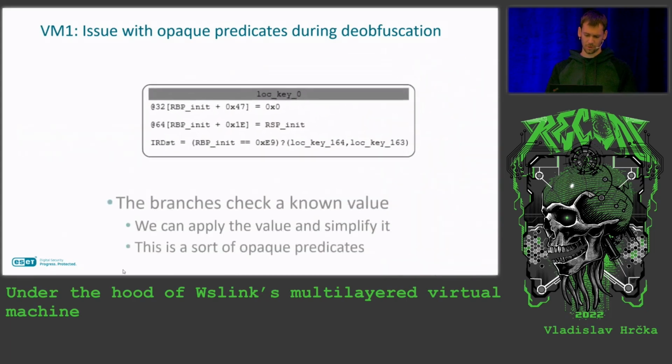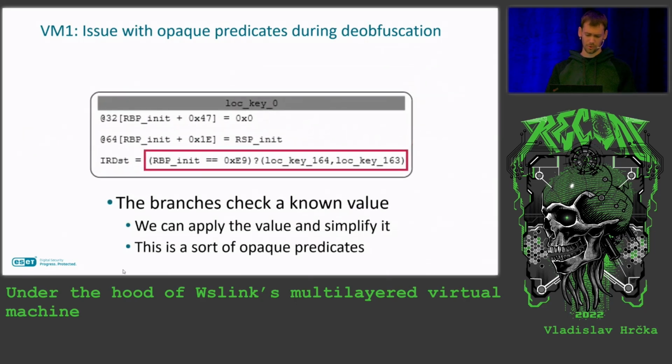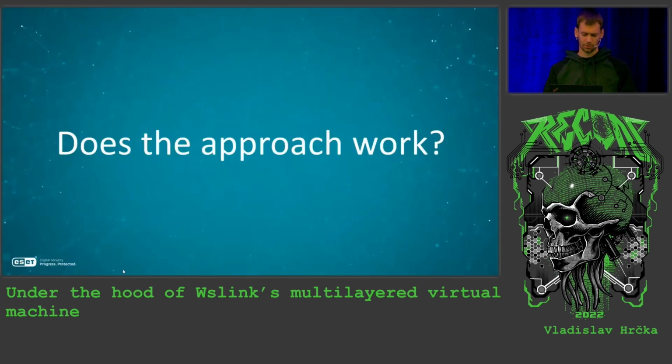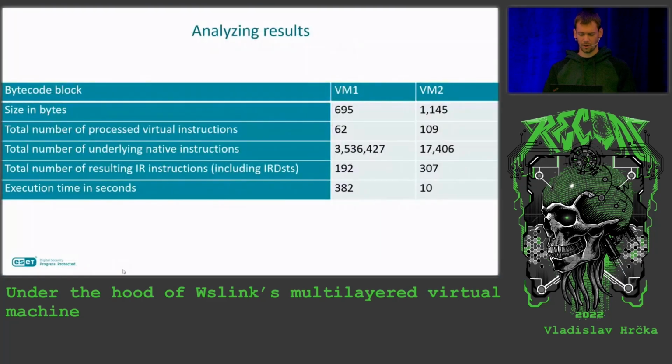But if we zoom in on one of the blocks, we can see that there's, for example, this comparison of RBP init, that is the address of the virtual context that is known, and we can apply this value to simplify the branches and get a simplified graph. So does this approach work? We can in the first place see some statistics.